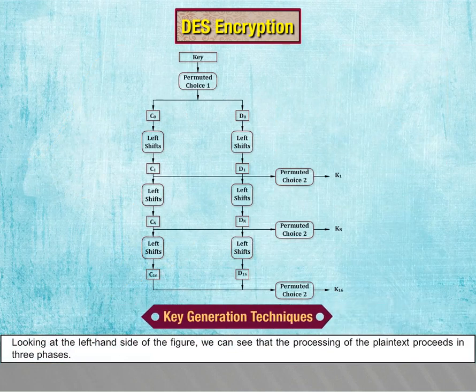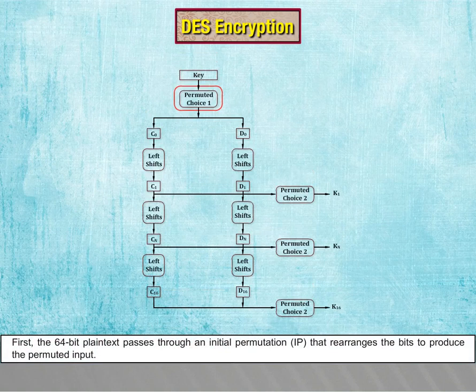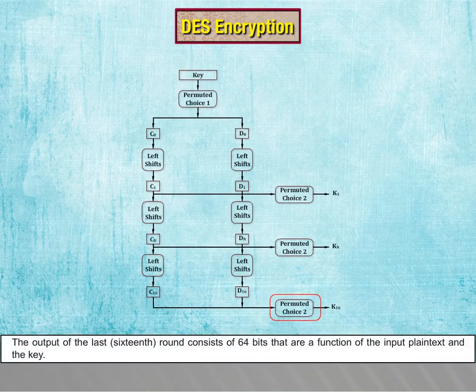Looking at the left-hand side of the figure, we can see that the processing of the plaintext proceeds in 3 phases. First, the 64-bit plaintext passes through an initial permutation IP that rearranges the bits to produce the permuted input. This is followed by a phase consisting of 16 rounds of the same function, which involves both permutation and substitution functions. The output of the last, that is 16th round, consists of 64 bits that are a function of the input plaintext and the key.